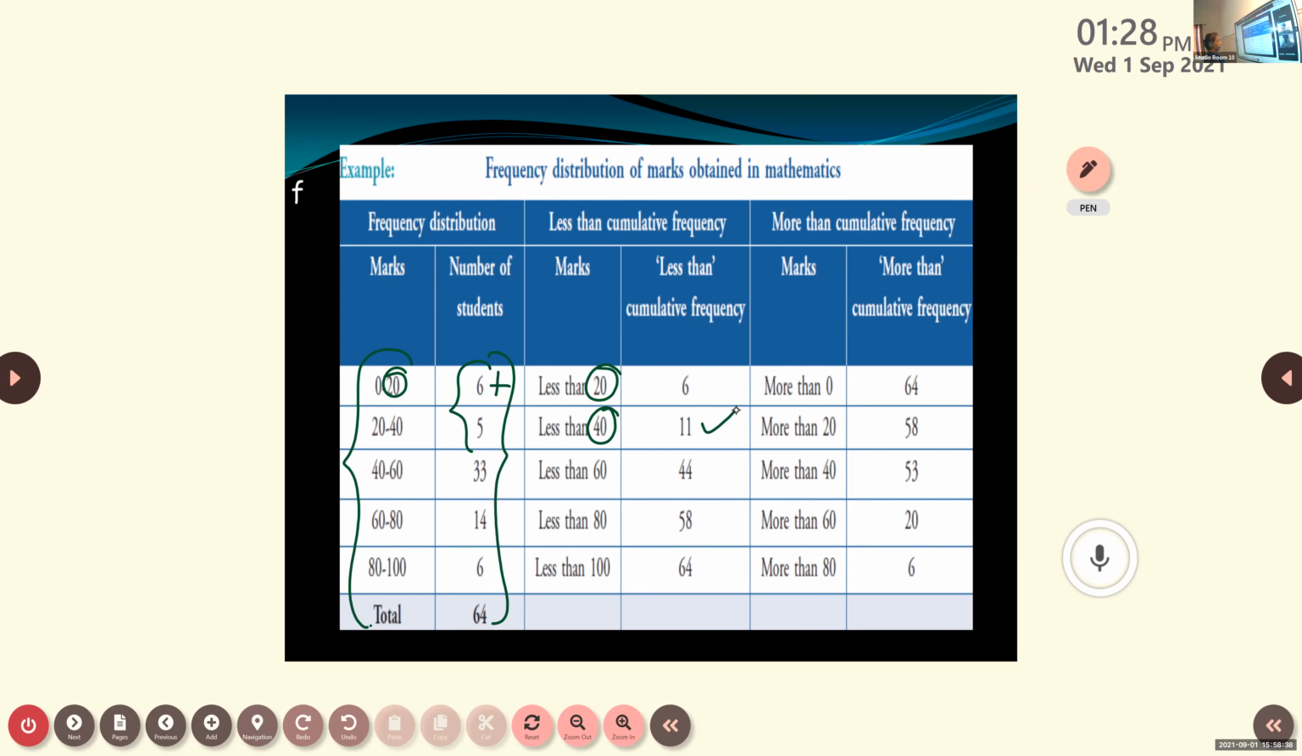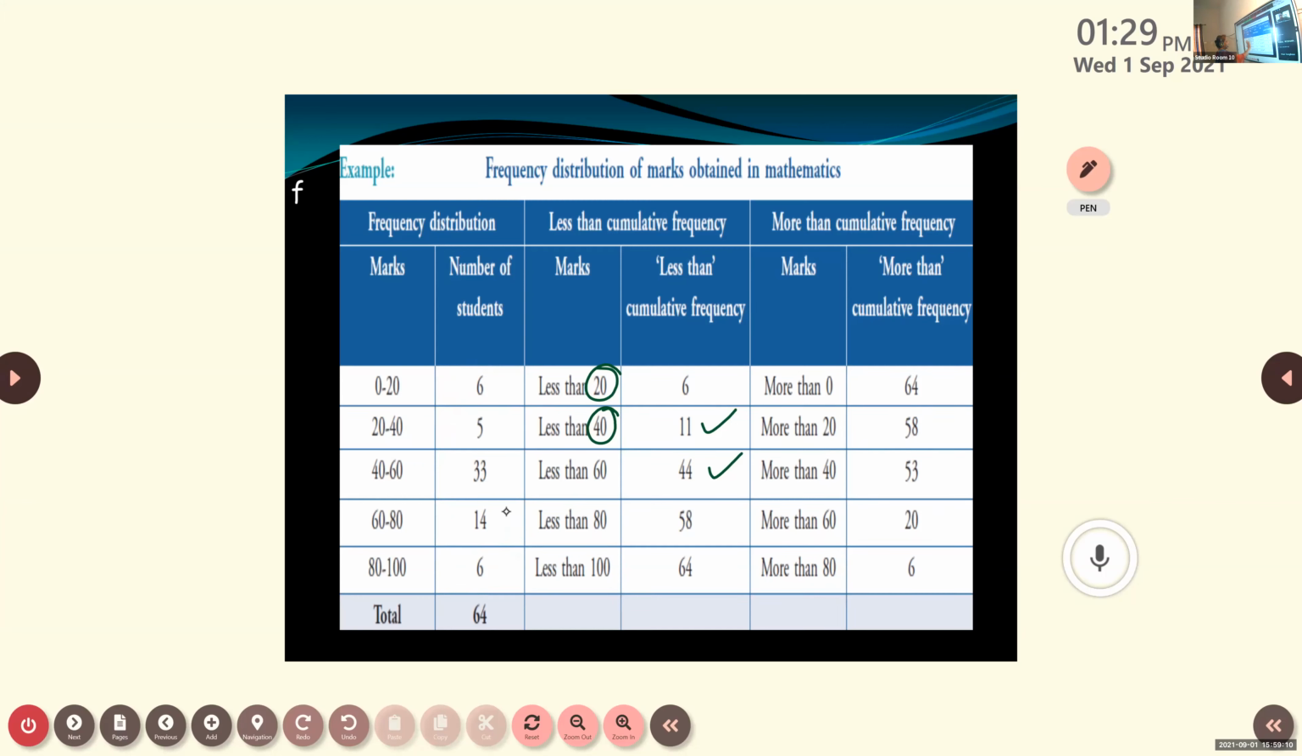Next, less than 60. Less than 60 means these three will come. Below 60, how many students are there? All these three together, you will be getting 44. The same way, less than 80, less than 100. When you are seeing less than 80, all these should be taken. Less than 100 means everything should be taken.